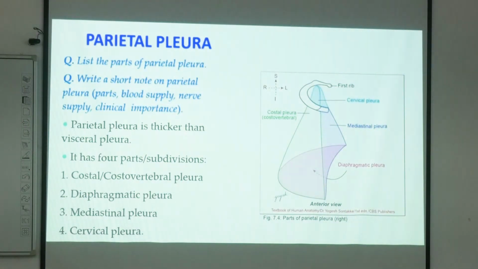So, parietal pleura is thicker than the visceral pleura, and it has 4 parts or subdivisions: costal or costovertebral pleura, diaphragmatic pleura, mediastinal pleura, and the cervical pleura. These are the 4 parts. This parietal pleura can come as a short note. Okay, this is an important question for you.